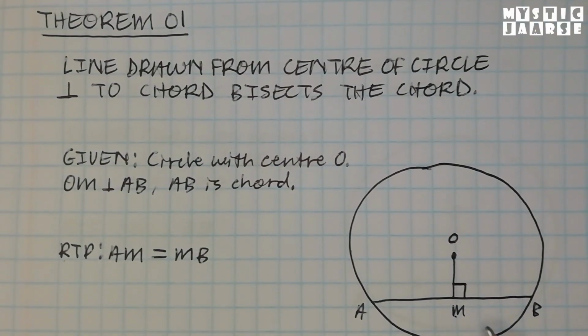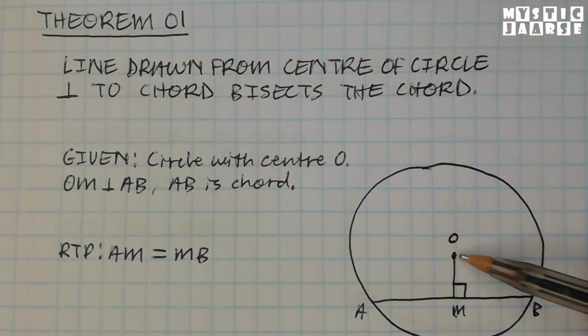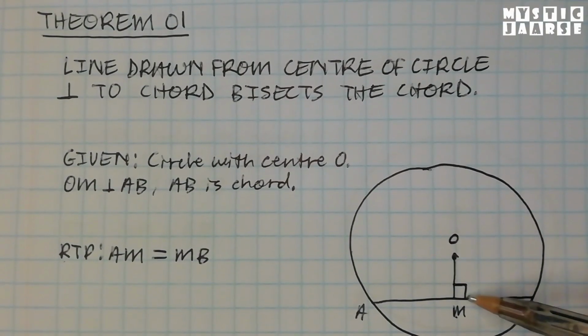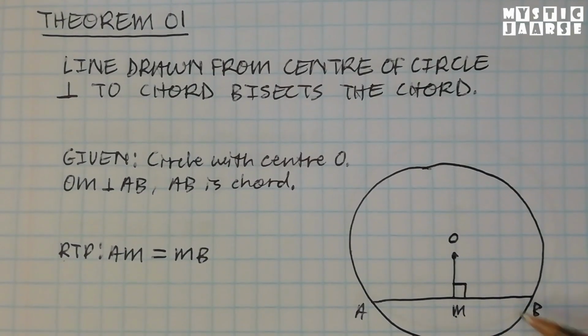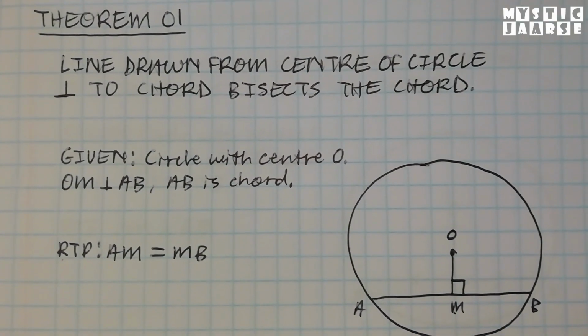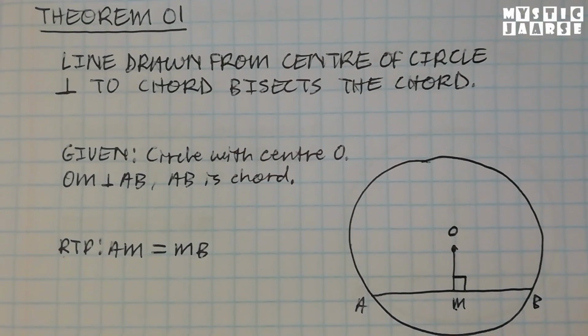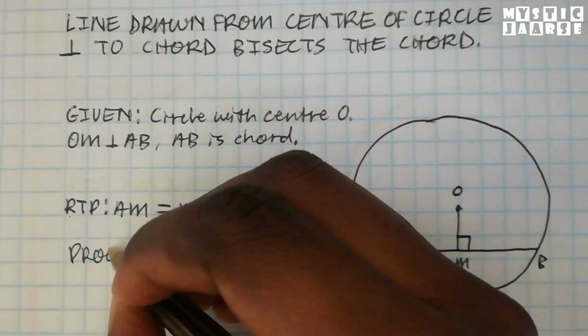AM is equal to MB, meaning we are required to prove the theorem that states that a line drawn from a center perpendicular to a chord bisects that chord. In order for us to tell that it bisects this chord, we need to show that AM is equal to MB. We are going to prove that.